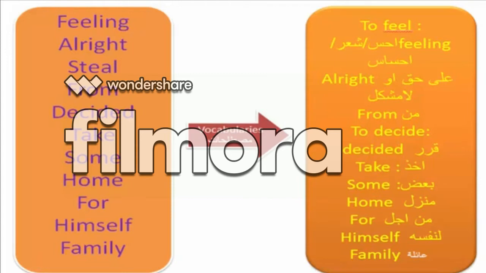To decide. قرر يقرر. But in the past becomes decided. ed, regular verb. To take. أخذ. Some. بعض. Home. منزل. For. من أجل. Himself. لنفسه. This is a reflexive pronoun. Family. عائلة. Now let us read and explain word by word, sentence by sentence to understand deeply this passage.